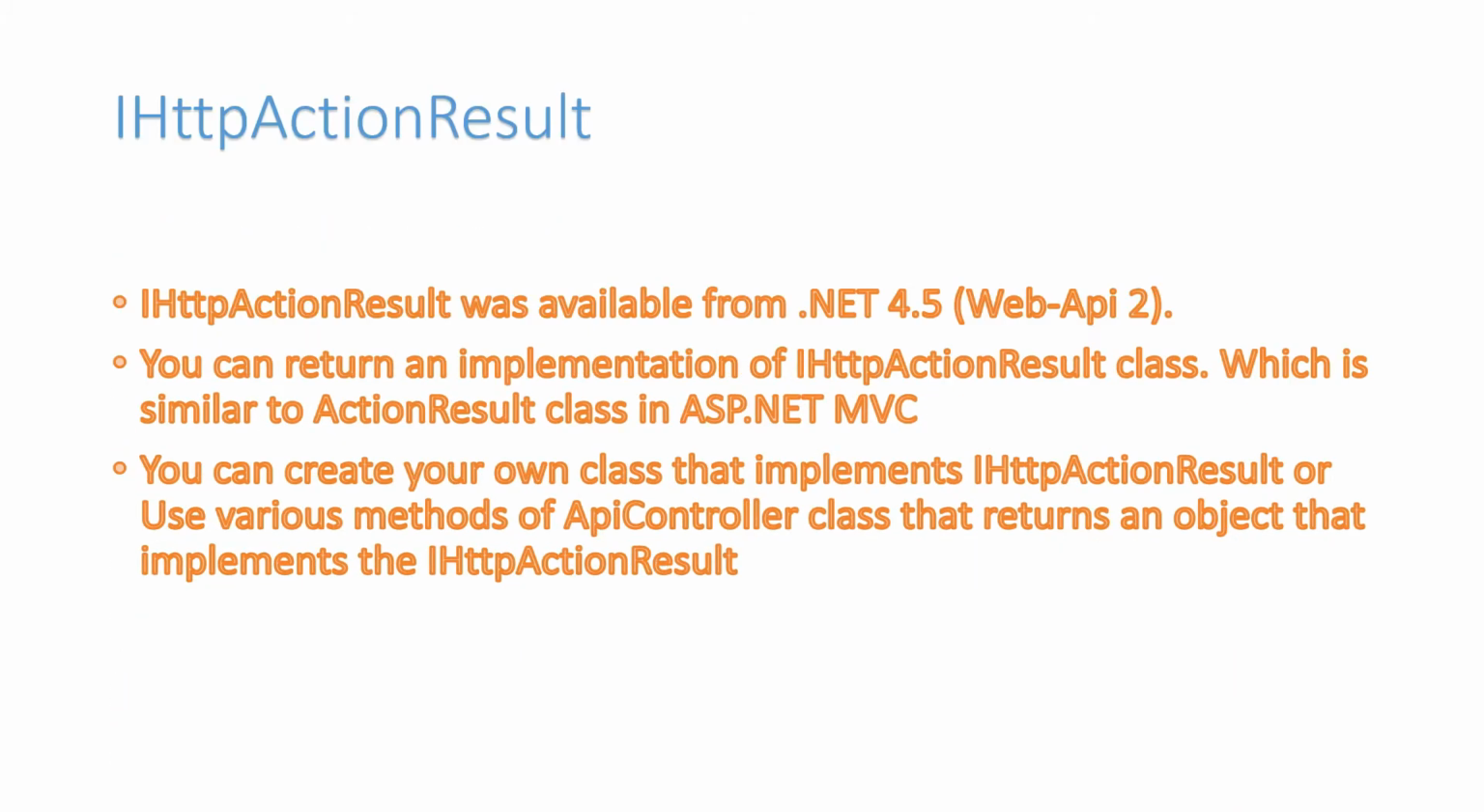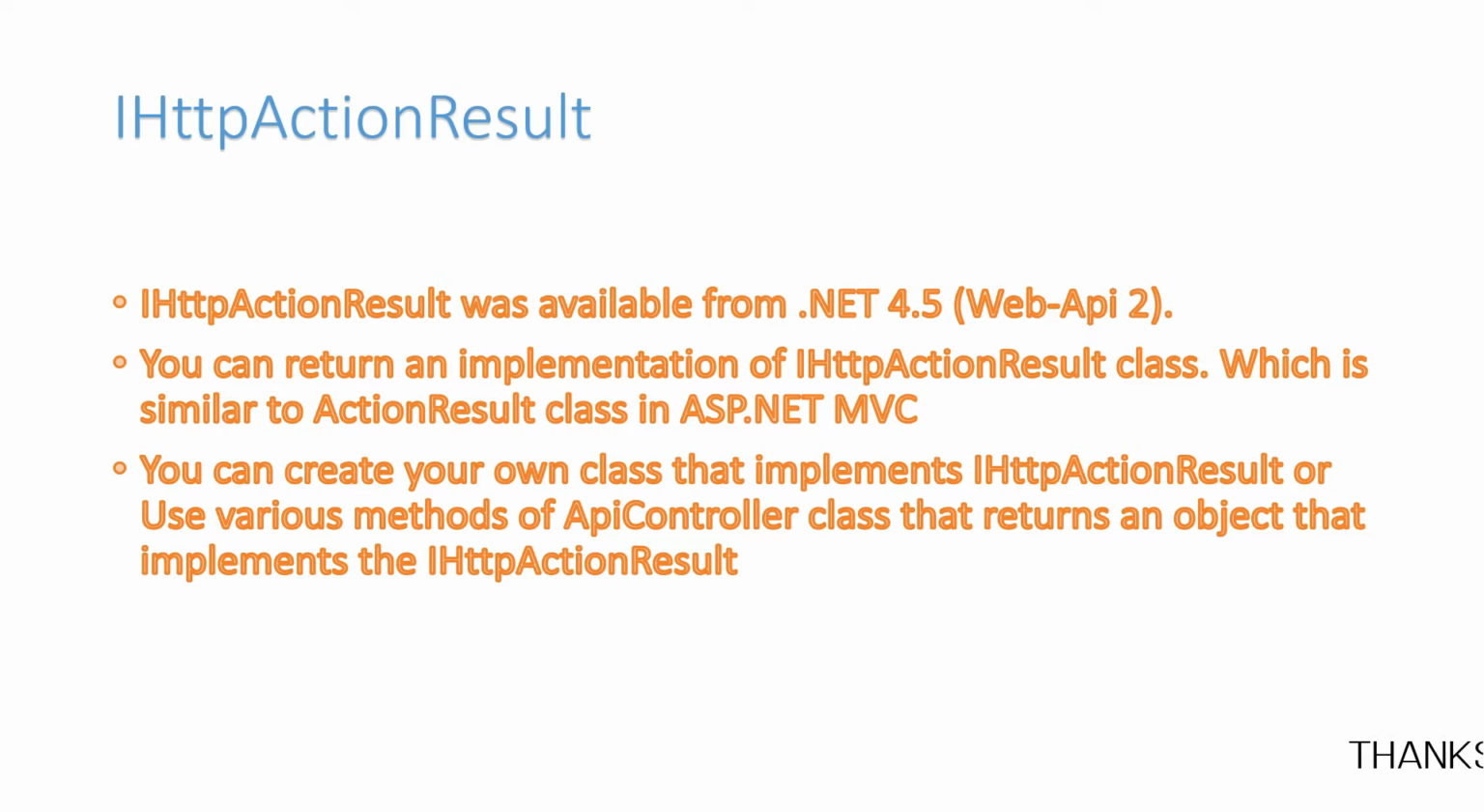So we'll see what is IHttpActionResult. IHttpActionResult was available from .NET 4.5, which is from Web API 2, right? You can return an implementation of the IHttpActionResult interface, which is similar to the ActionResult class in ASP.NET MVC. The ActionResult class in ASP.NET MVC is the parent class of all the return types. By using this ActionResult, you can return a JavaScript result like JSON result.